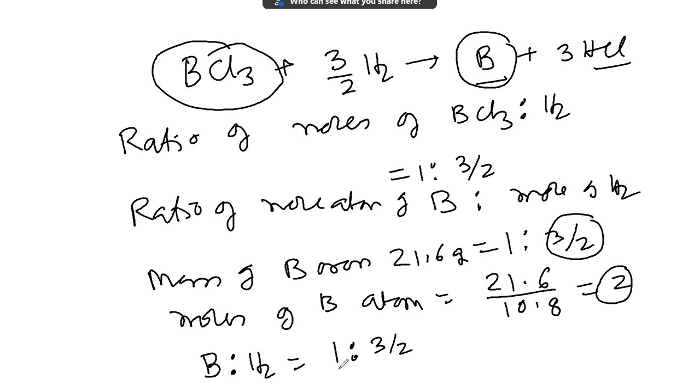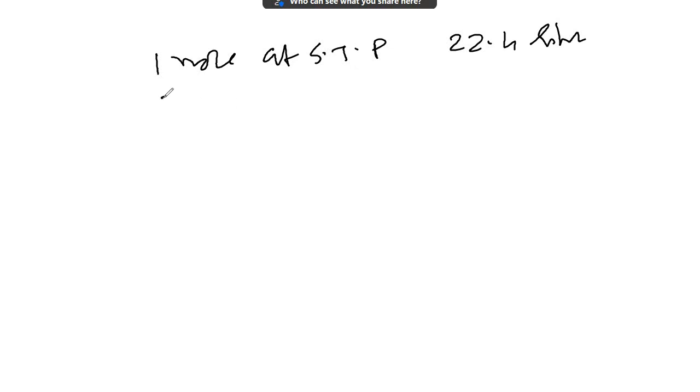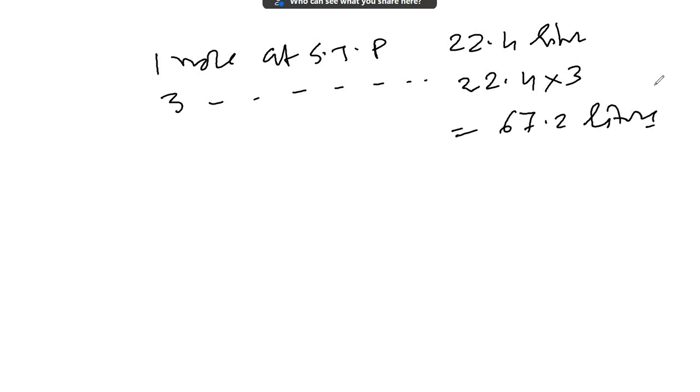So in this case, moles of hydrogen will be, for 1 is to 3 by 2, as it is given 2 mole, it will be 2 is to 3. So moles of hydrogen will be 3. They are asking what volume of hydrogen at STP. We know 1 mole at STP has volume 22.4 liter. For 3 mole of hydrogen the volume is 22.4 into 3, that is 67.2 liter. This will be the answer of this sum.